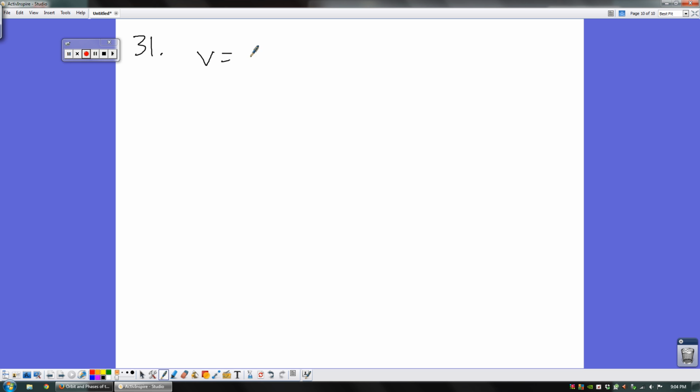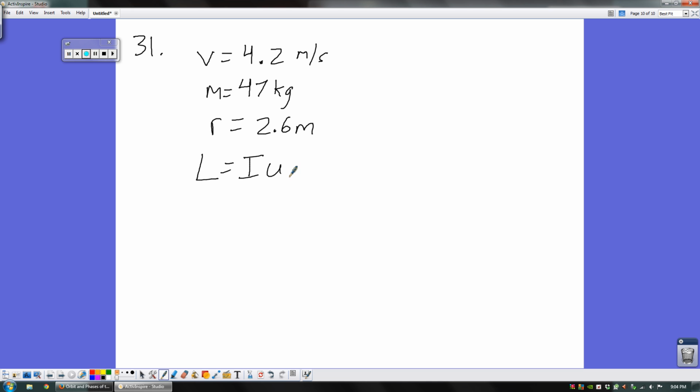Alright, so let's write down what we know. We know that it has a linear velocity of 4.2 meters per second. We know that she has a mass of 47 kilograms. We know that the distance from the axis of rotation to the person is 2.6 meters. All right. And what do we want? Angular momentum, which is moment of inertia times angular velocity. Well, again, we have enough to find the moment of inertia. That's going to be m times r squared.